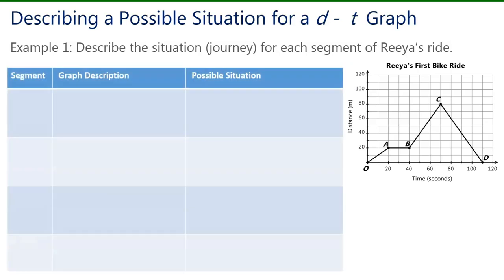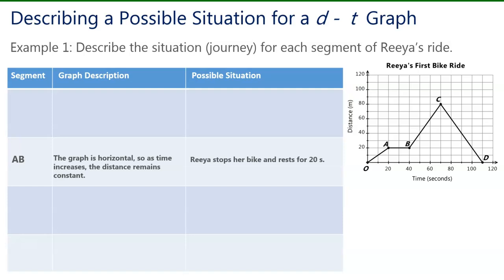Here's our table again. We've already described segment AB where the graph was horizontal, so as time increased, the distance remains the same. And we already said that a possible situation was Ria stops her bike and rests for 20 seconds. So AB is taken care of.